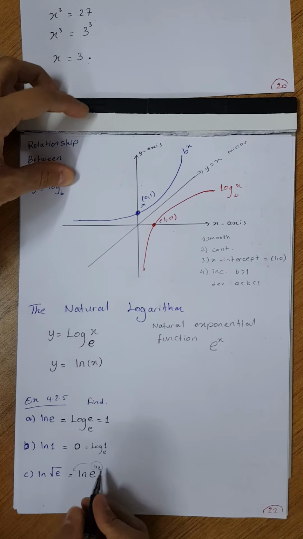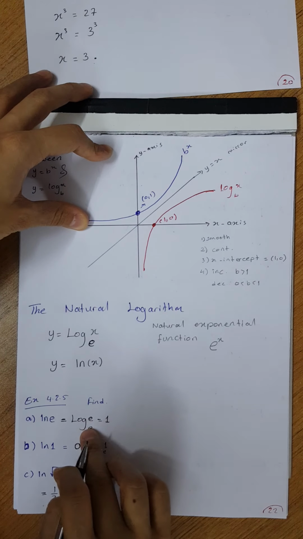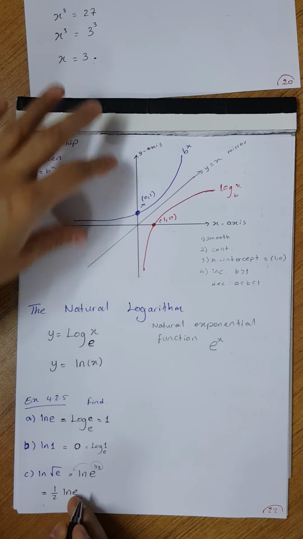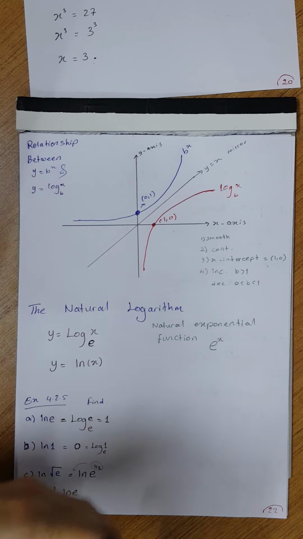So here what do I have? I will have 1 over 2 ln of e. We found ln of e, and we know that ln of e is equal to 1, so that one will equal 1 over 2 multiplied by 1. 1 over 2 multiplied by 1 is equal to what? It's equal to 1 over 2.